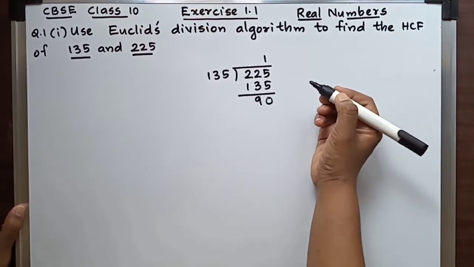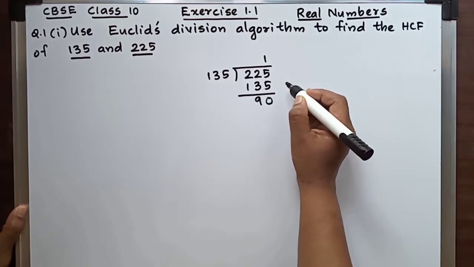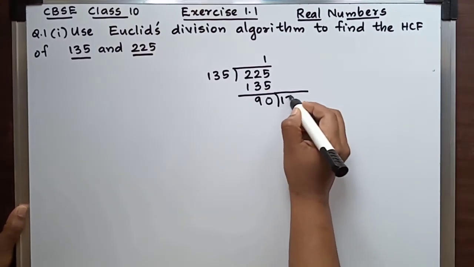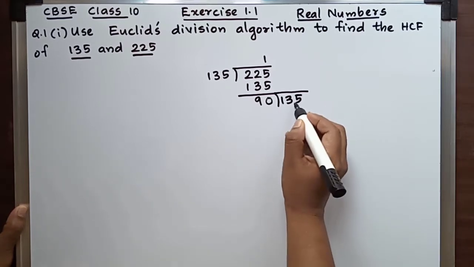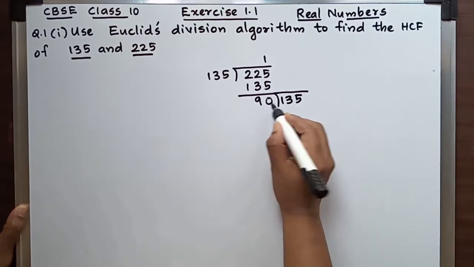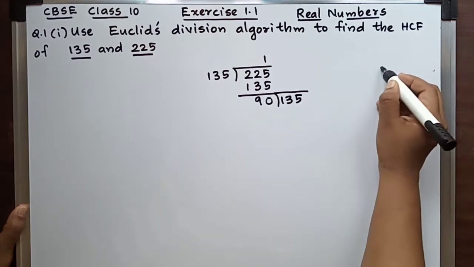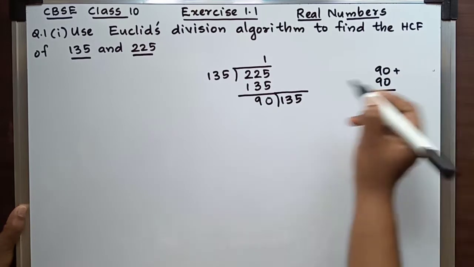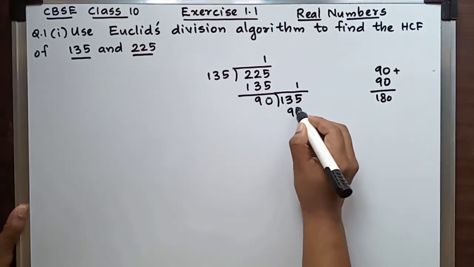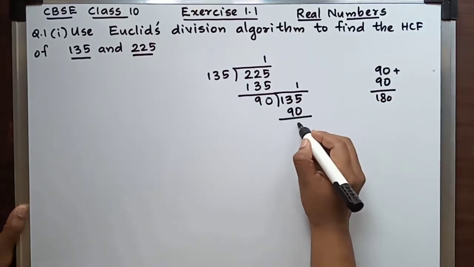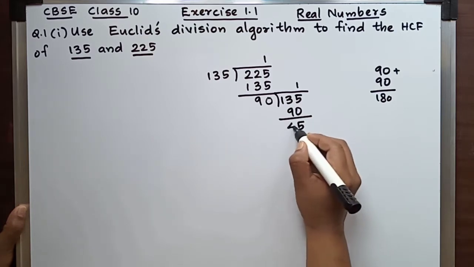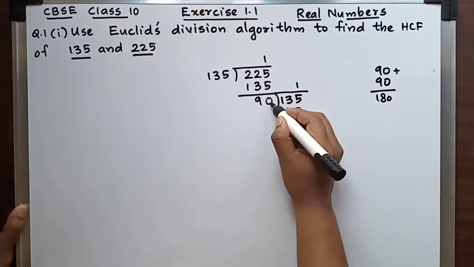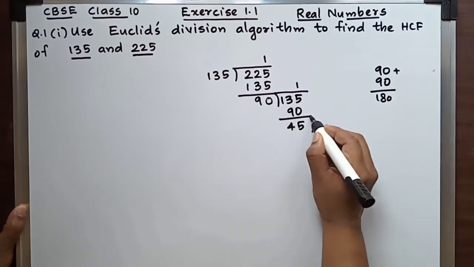Only this much. Now what we will do, we will take this number here, 135. 135 is divided by 90. 90 plus 90 is 180, right? So we know there is only 1 time 90 in 135. Then subtraction, we got 45.